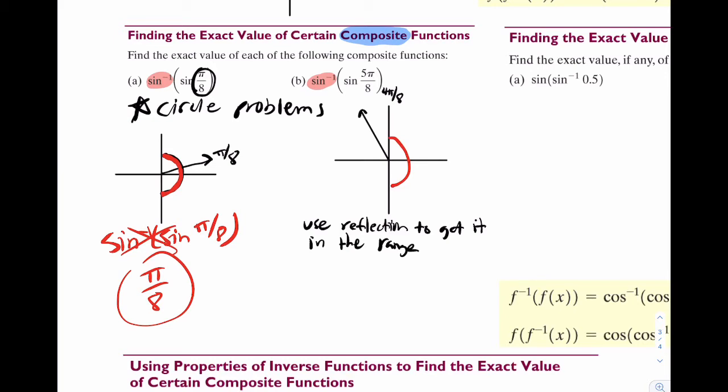And the way you use reflection is look at this function here. We're talking about sine, which means we have to reflect it so that the y value won't change. So reflect so y doesn't change, which means we simply have to reflect over the y-axis.